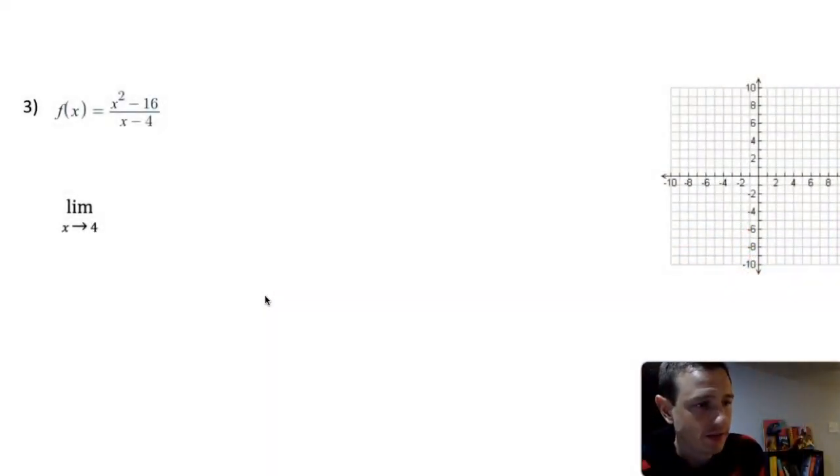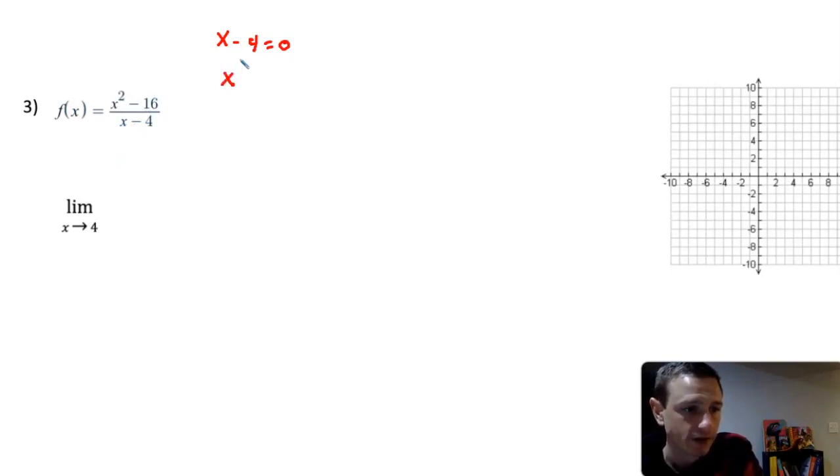I have f of x equals x squared minus 16 over x minus 4. In this scenario, you want to be aware of the domain, meaning what can the function not equal. What we want to notice here is this x minus 4 in the denominator. We want to see what x cannot equal, because we cannot have 0 in the denominator. So if we add 4 over, x cannot equal 4.